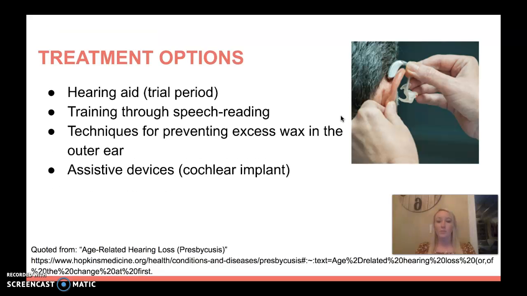Some of the treatment options may be, first of all, a hearing aid. And with a hearing aid, you will absolutely want to have a trial period. Second of all, it may be training through speech reading. Techniques for preventing excess wax in the outer ear, because wax in the outer ear can create presbycusis. And lastly, assistive devices such as a cochlear implant, and there are absolutely others as well.